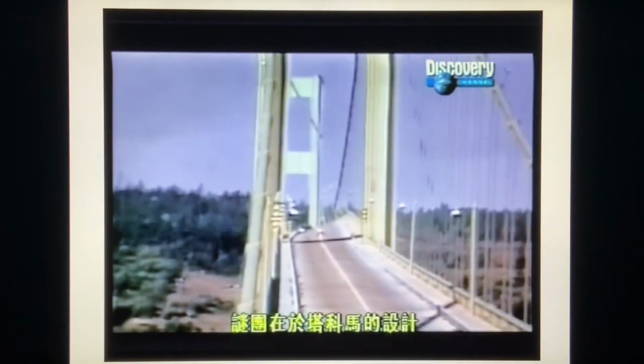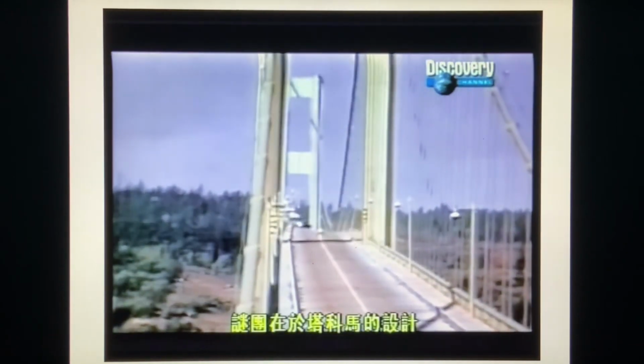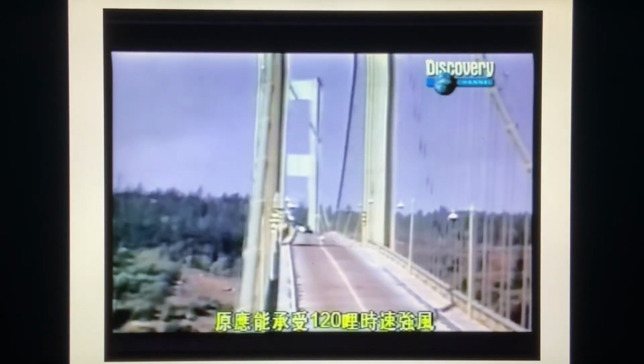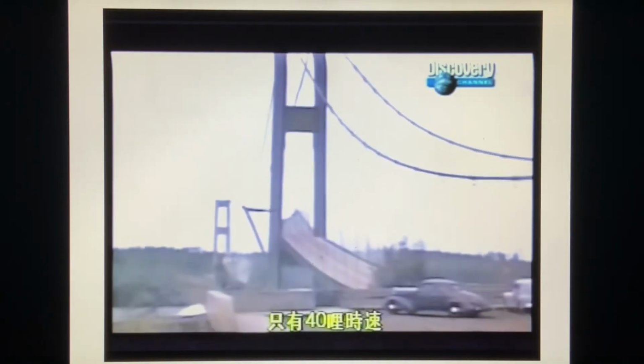The mystery lay in the fact that Tacoma was designed to withstand 120-mile-an-hour winds. Yet the wind speed on the 7th of November 1940 was only 40 miles per hour. The key to unlock this mystery would be found in a phenomenon called natural frequency. Natural frequency would be something that's very familiar to anybody who likes music. It's the note that something makes.